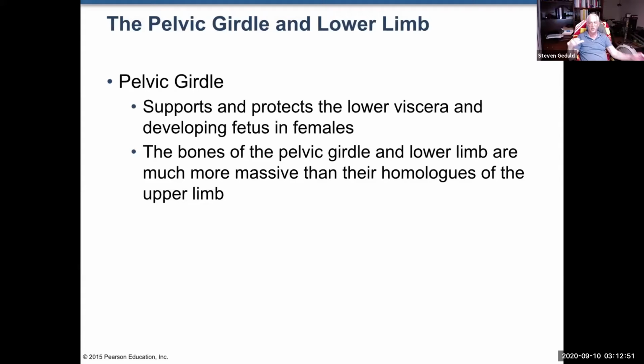Why would that be? Why are the leg bones so much thicker and longer and bigger than the bones of the upper part of the body, the upper arms? Support your weight. Support your weight. All of your weight, the mass of your entire body, is supported by your legs. Those muscles, those bones are going to be huge compared to everything else.